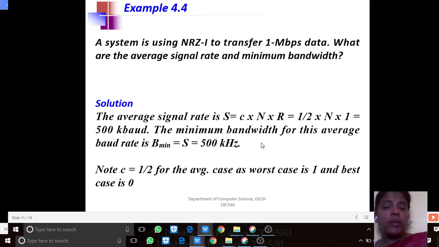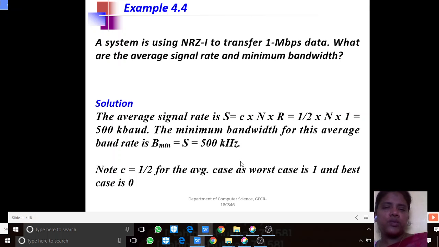So what is the minimum bandwidth for this average baud rate? Baud rate and signal rate are the same. So the minimum bandwidth is B = S by 2, which is given here, no? With 1 megabit per second, it is 500 kilohertz. C is equal to half for the average case, as the worst case is 1 and the best case is 0.